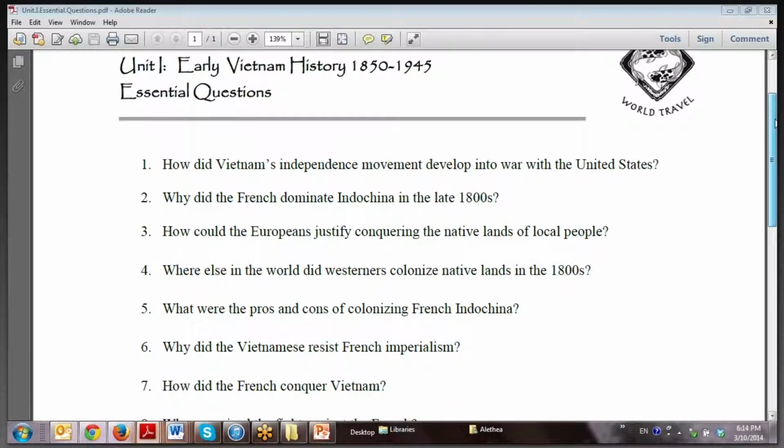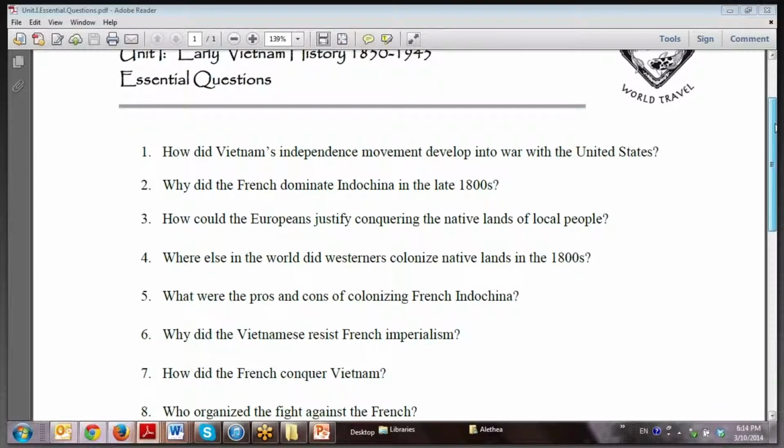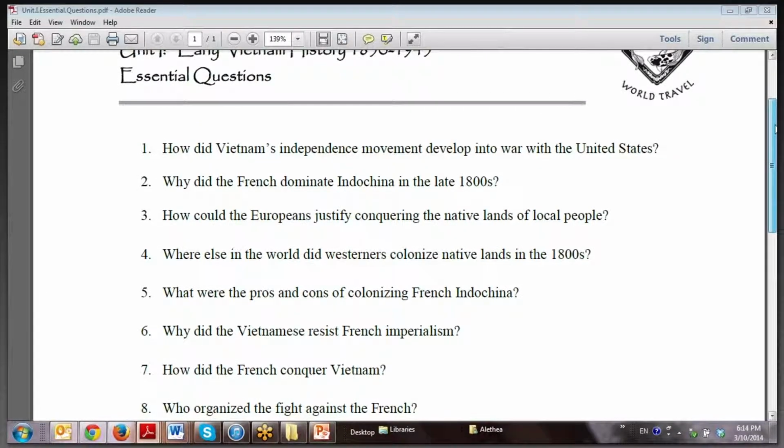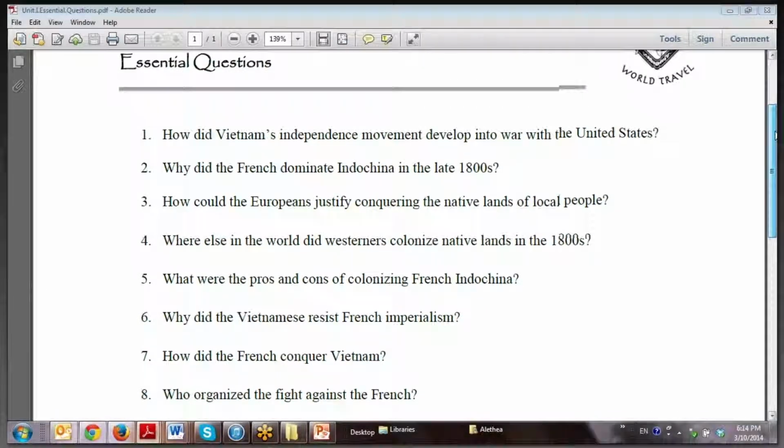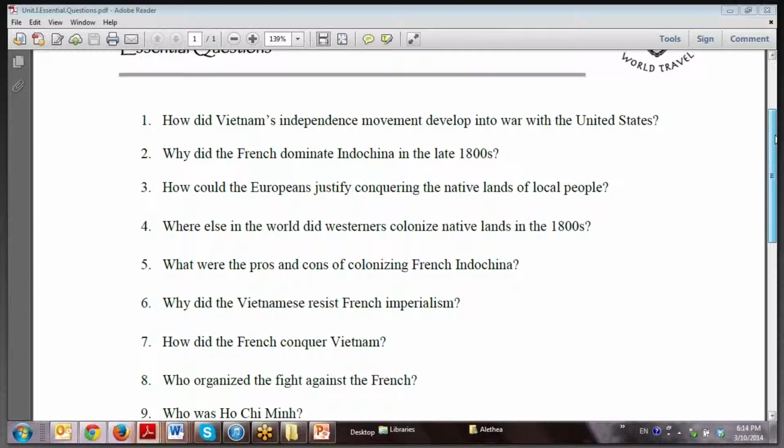Sure. How did Vietnam's independence movement develop into the war with the United States? Why did the French dominate Indochina in the late 1800s? How could the Europeans justify conquering the native lands of the local people? Where else in the world did Westerners colonize native lands in the 1800s? What were the pros and cons of colonizing French Indochina? Why did the Vietnamese resist French imperialism?